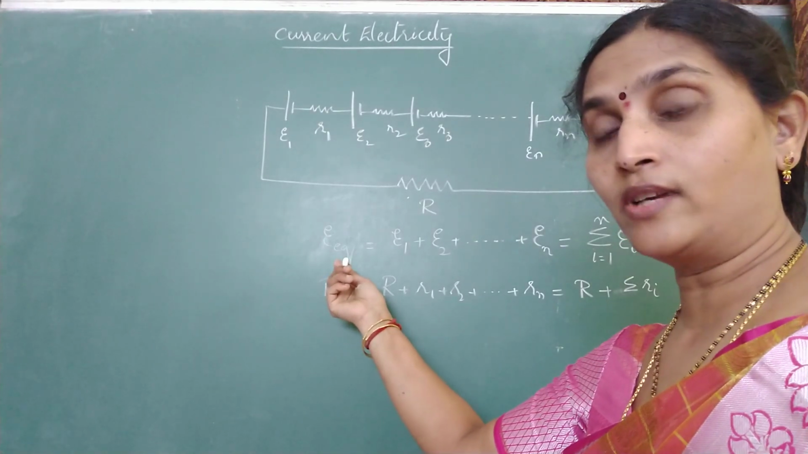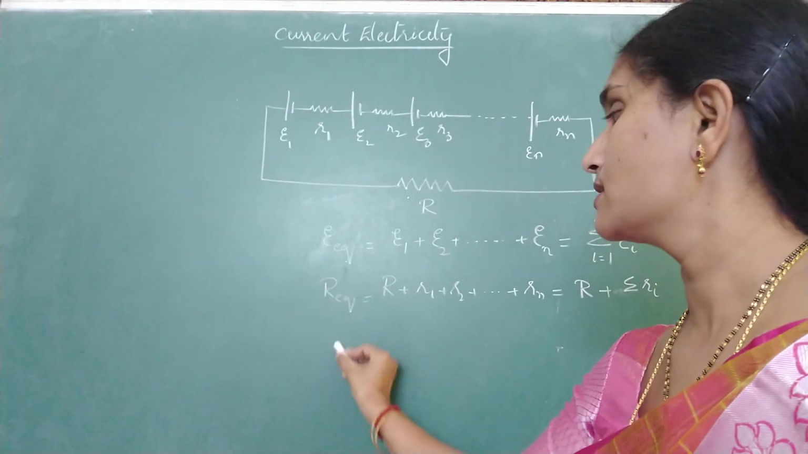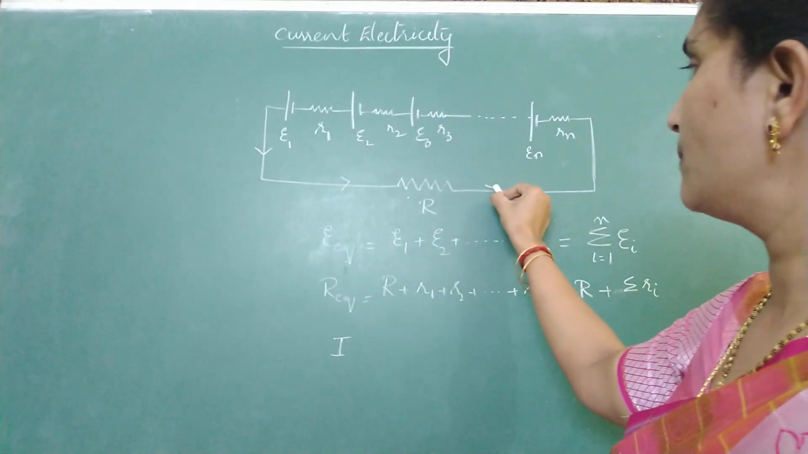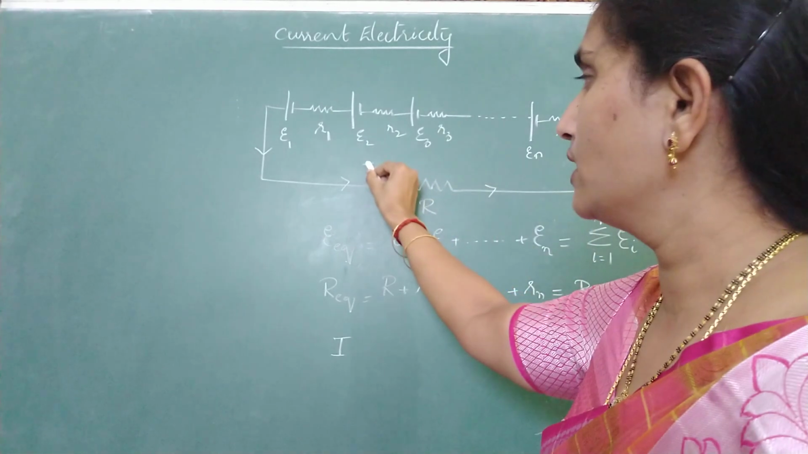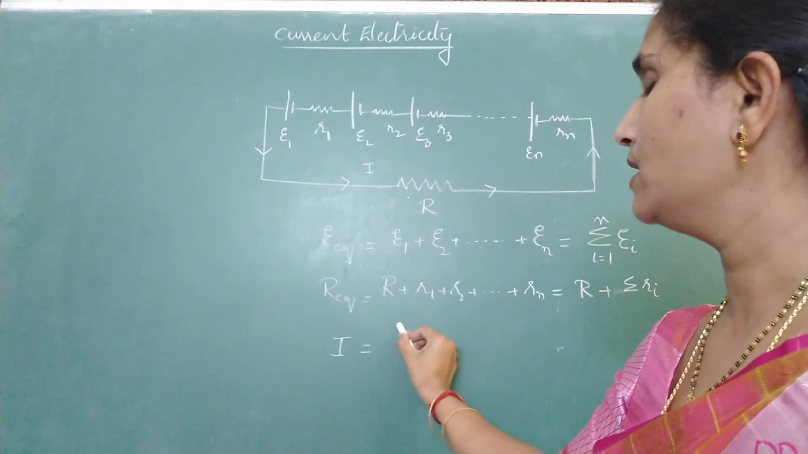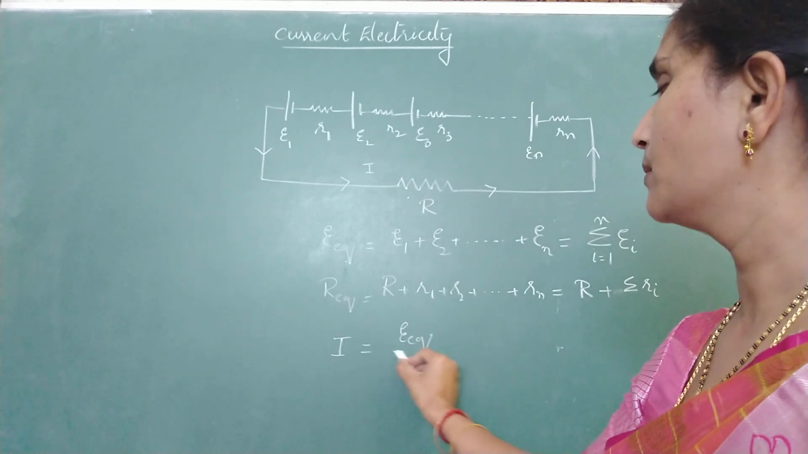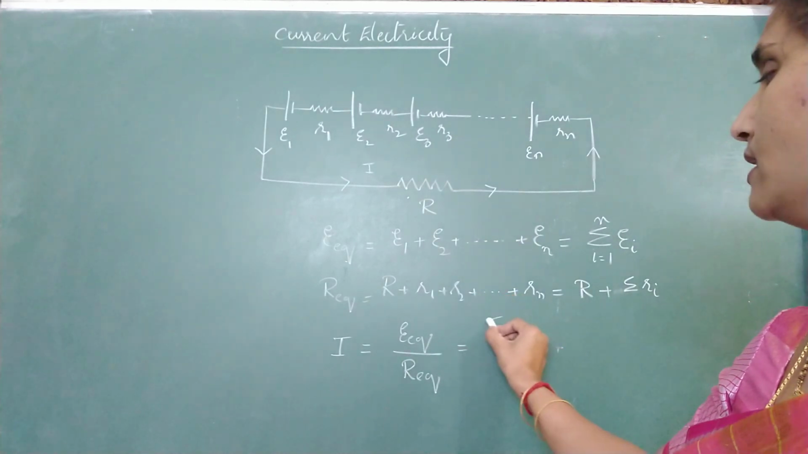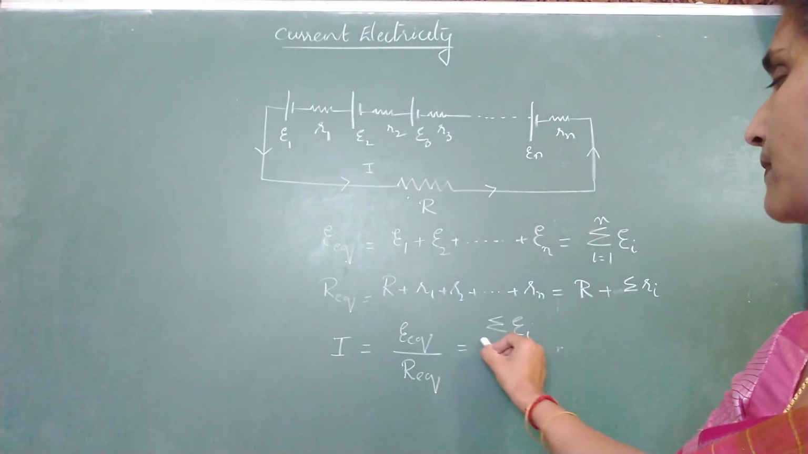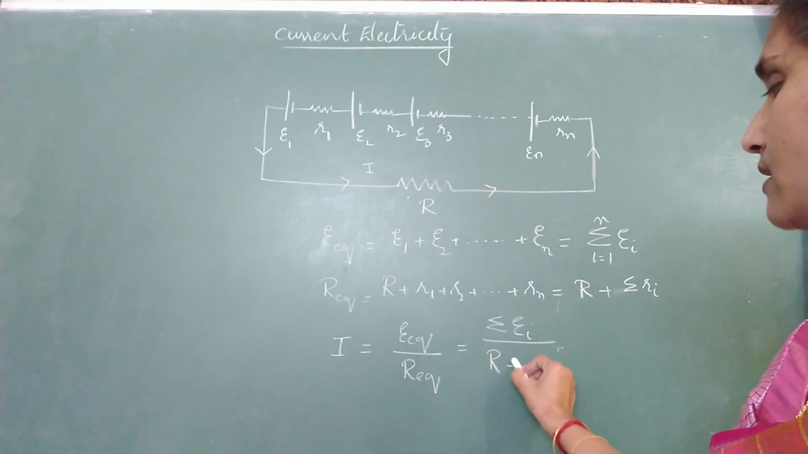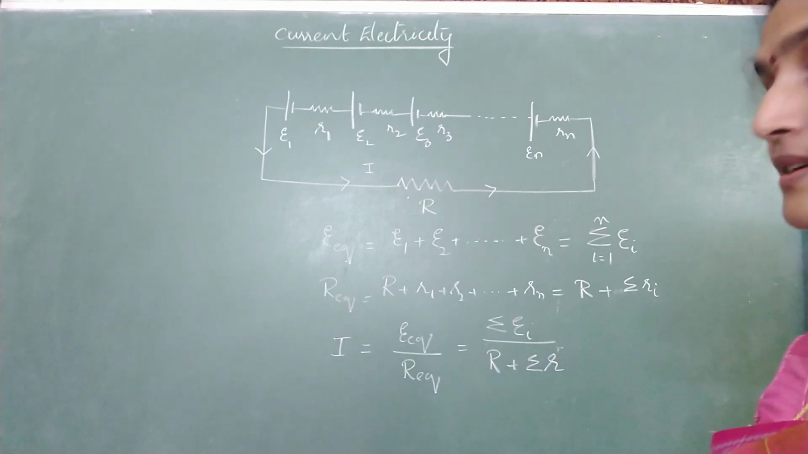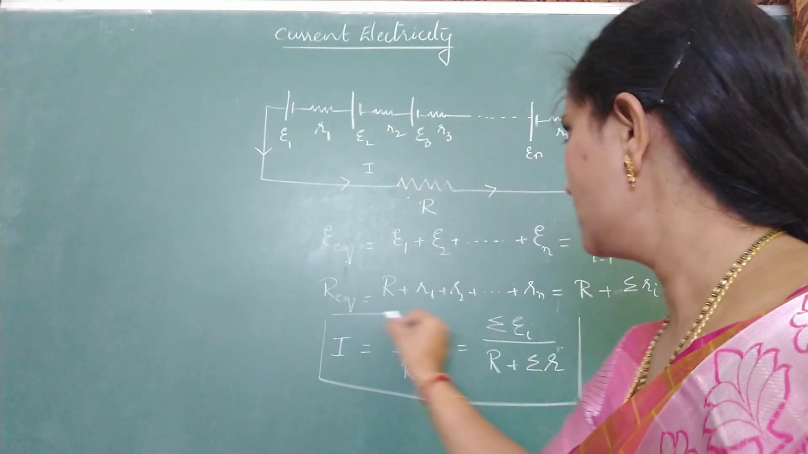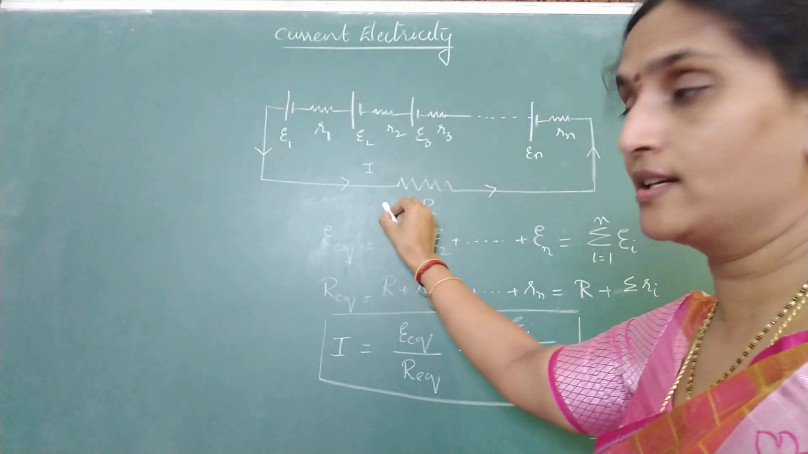Once you know the total EMF and total equivalent resistance, how do you get the current in the circuit? All the cells are sending current and that current will pass through this resistor. If I call this current I, what should I be? Total EMF by total resistance. Dividing the two relations, it is sigma of Ei divided by capital R plus sigma of Ri. So this gives you the equation for the current passing through this external resistor.